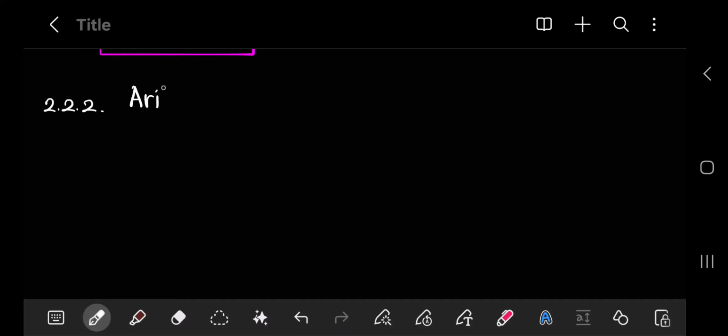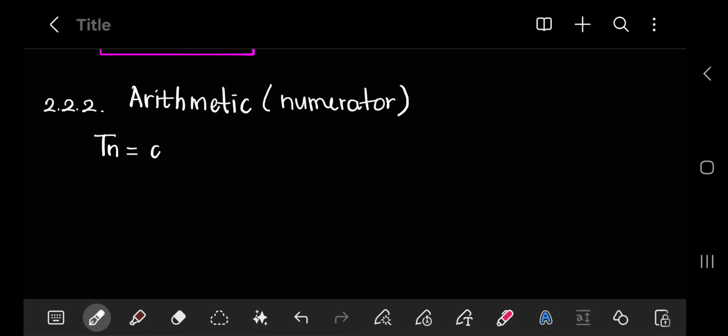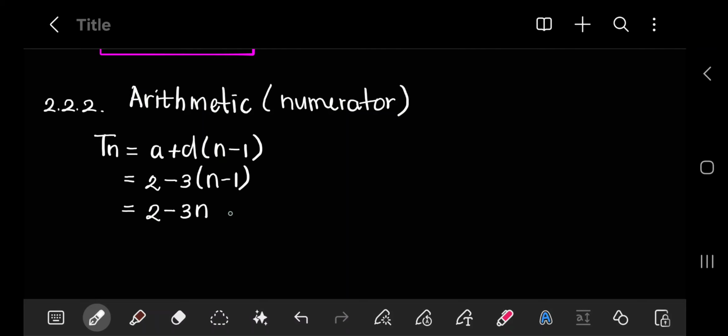Okay, so let's first work with the arithmetic part. And remember, once we get it, that is going to go in the numerator. So arithmetic general term is Tn is equal to a plus d into n minus 1. So a is the first term, which is 2. The difference is -3 into n minus 1. Let's take that -3 and multiply into the bracket. It's going to give us -3n plus 3. Gathering like terms, we have 5 minus 3n.